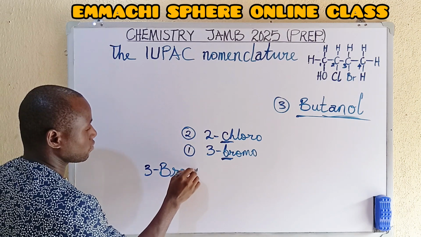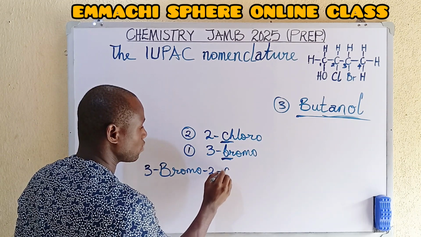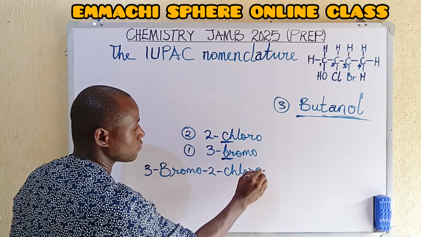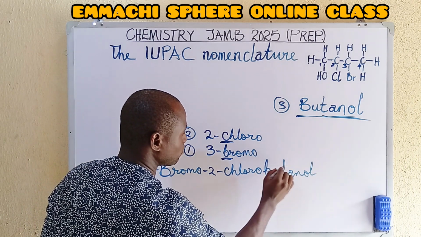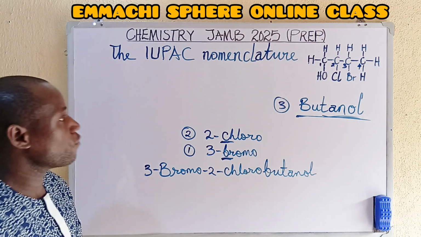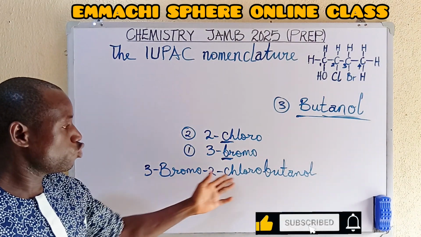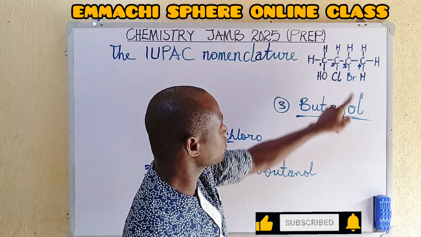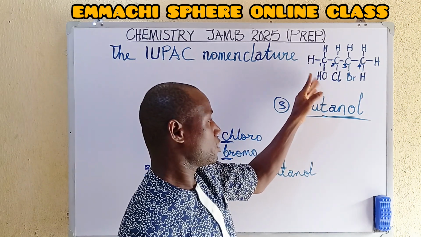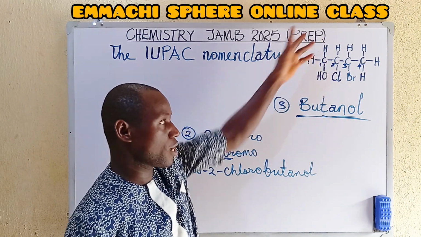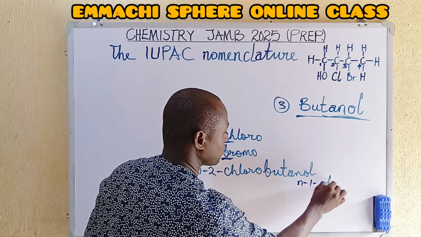So the name of this structure now becomes 3-bromo, and in between letter and number, it is a hyphen, 2-chloro, then butanol. This is now the name of this structure, the IUPAC nomenclature of this structure: 3-bromo-2-chlorobutanol. The OH group is located at carbon 1, so we can otherwise say butan-1-ol.